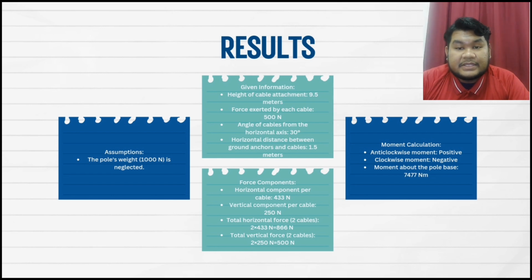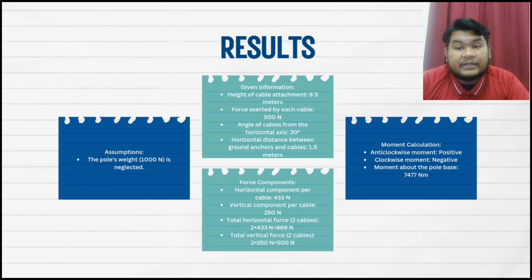Next would be the given information. Firstly is the height of the cables from the pole, which is 9.5 meters, to the ground. Next is the force exerted by each cable, which is 500 newtons. Third, we have the angles of the cables from the horizontal axis, which is 30 degrees. And lastly, we have the horizontal distance between ground anchors and the cables, which is 1.5 meters for each cable.